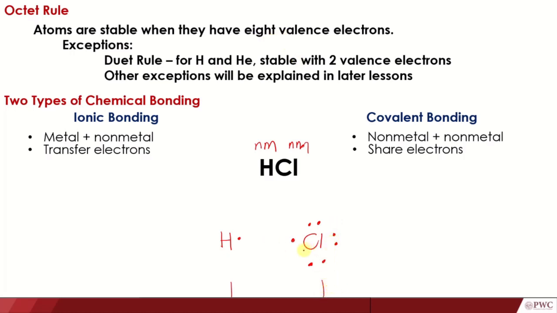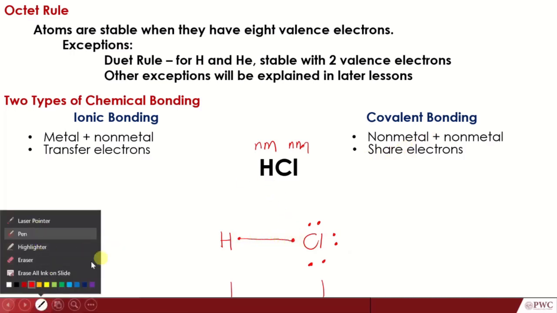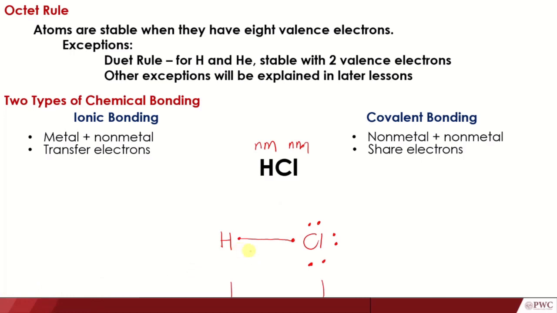So for them to be both happy, they will actually share electrons. Both of them will share this one. They will share this pair of electrons. After sharing, that's 1, 2. This is now shared by hydrogen, so it is now stable with 2 valence electrons. Again, hydrogen is stable with 2 valence electrons.